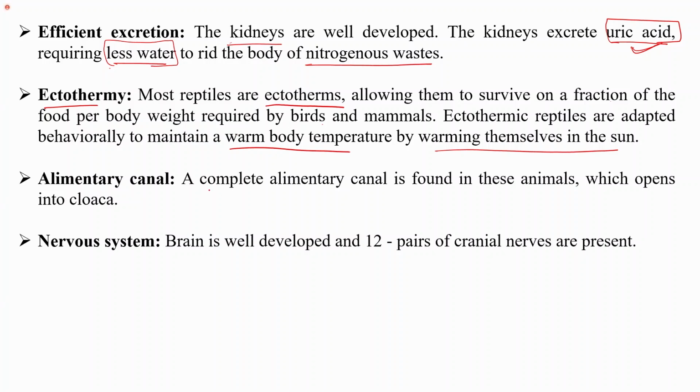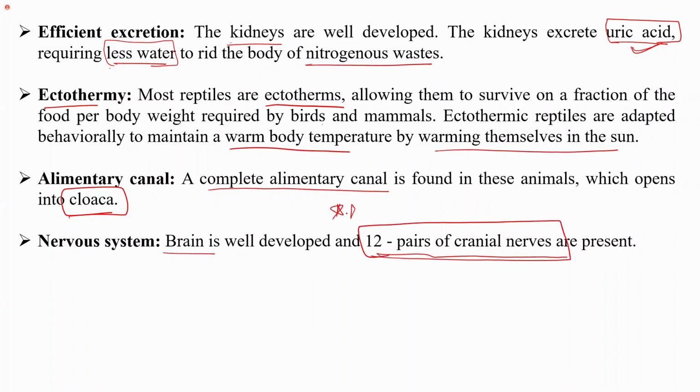Alimentary canal, as I've shown you, a complete alimentary canal is found in these animals, which opens into an opening called the cloaca. Their nervous system: the brain is well developed, and they have 12 pairs of cranial nerves. So this is important, they have 12 pairs of cranial nerves.